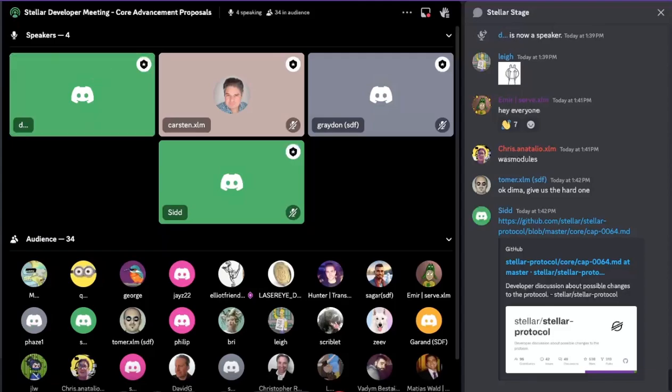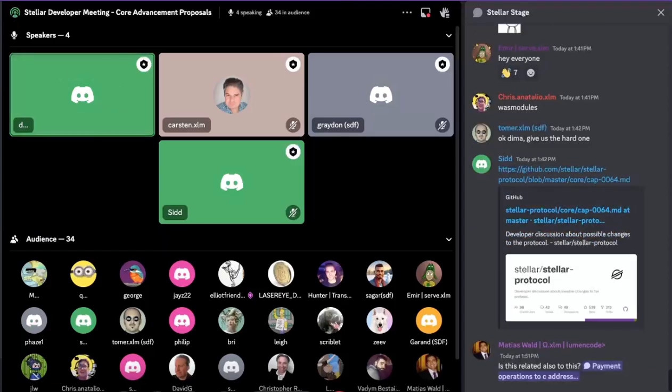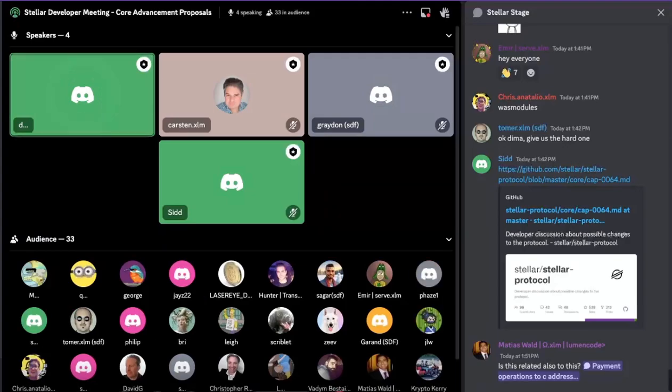Again, meta should look the same in terms of having the balance of the account increased. Then the memo is in exactly the same place of the transaction as it is for Classic. So this is the CAP.